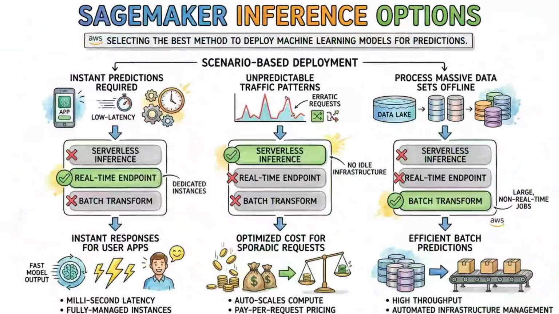In summary, mastering the diverse deployment options available in Amazon SageMaker ensures that you can handle any real-world production requirement while keeping cloud costs perfectly optimized. Whether you are building low-latency real-time endpoints for instant consumer apps, leveraging serverless inference for erratic traffic, or running massive batch transform jobs for offline data lakes, your choice must always be driven by business requirements.